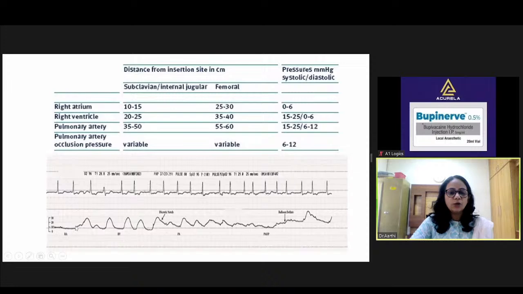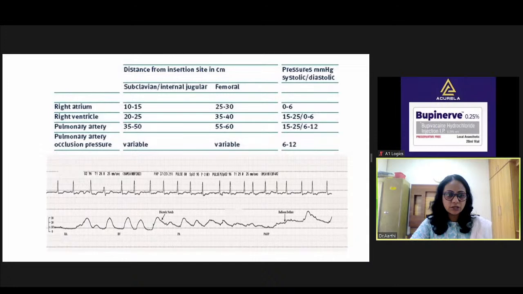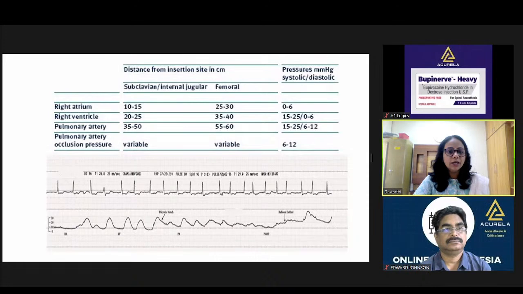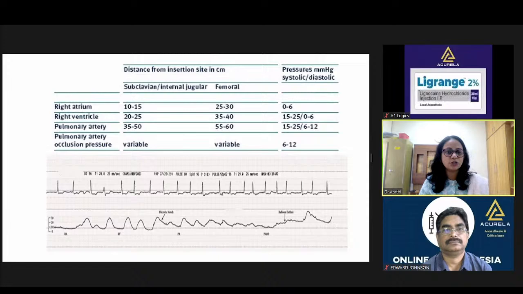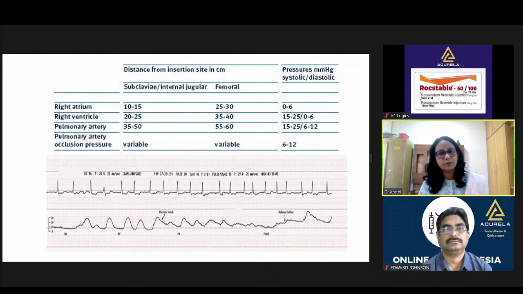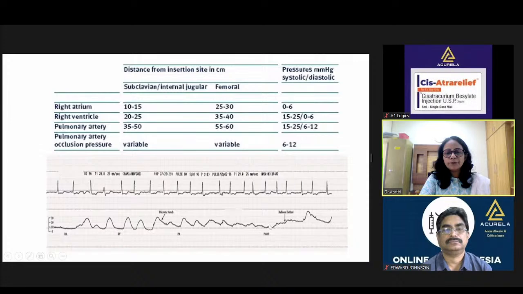Once the right ventricle is reached, there is a systolic pressure upshoot up to 15 to 25 millimeters of mercury, and it reaches a baseline close to the right atrial pressure. Once we move from the right ventricle into the pulmonary artery, there is a diastolic upshoot. That is, the systolic pressure remains similar to the right ventricle, 15 to 25 millimeters of mercury, but the diastolic pressure increases to 6 to 12 millimeters of mercury when the catheter tip is in the pulmonary artery. Once the catheter is wedged appropriately, it measures a pressure range between 6 to 12, and you would see a cardiac ripple kind of picture that has an A and C wave pattern.